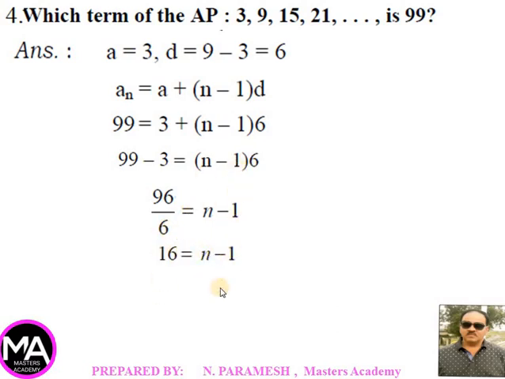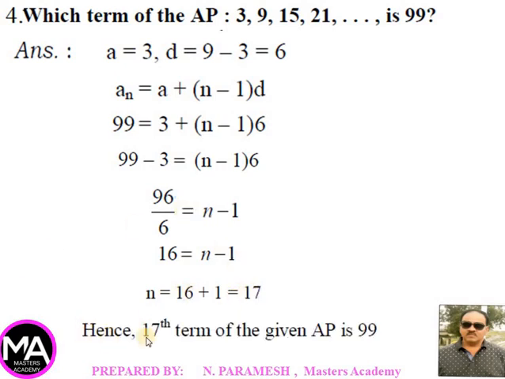16 is equal to n minus 1. n is equal to 16 plus 1, n is equal to 17. Hence, the 17th term of the given arithmetic progression is 99.